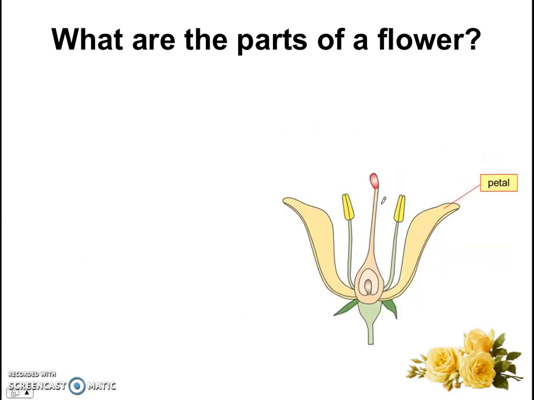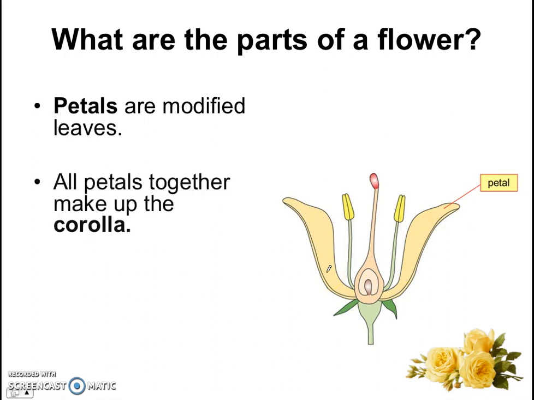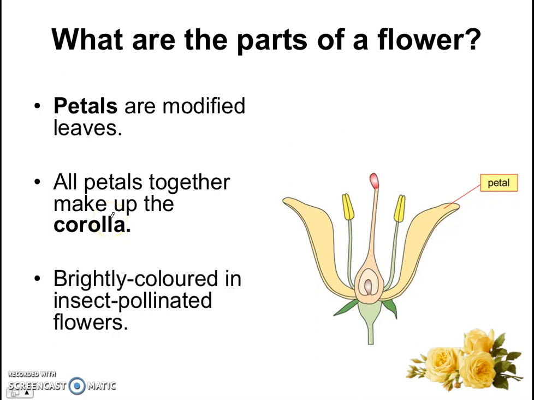Alright, next we have probably the most famous part of the flower, the "he loves me, he loves me not" part. It is the petals. And the very obvious brightly colored petals, especially in flowers which are pollinated by insects. The petals are also modified leaves, and they also form a ring. So if you take a look at a flower from the top, you will see that the petals form a ring. And all that ring of petals together, we call it the corolla. So as mentioned, the petals are usually brightly colored in insect-pollinated flowers.